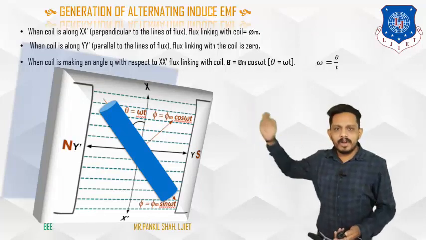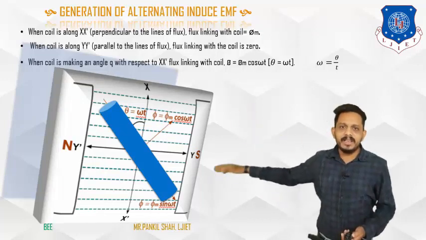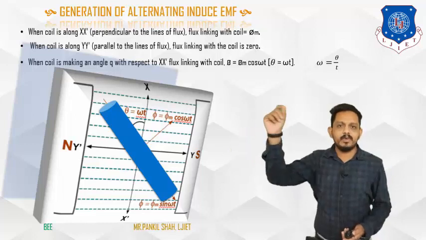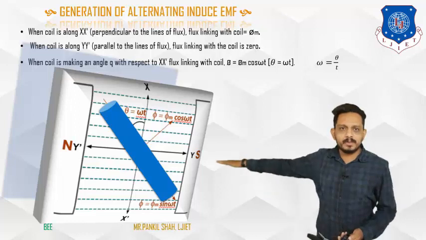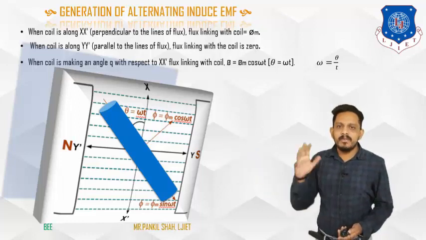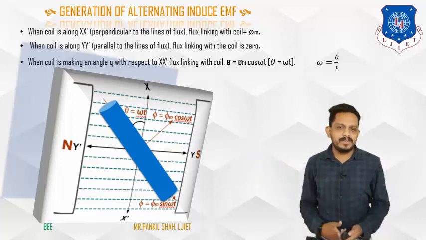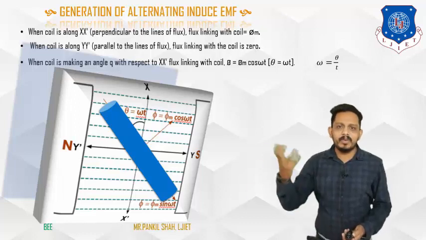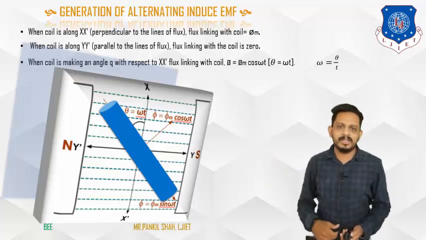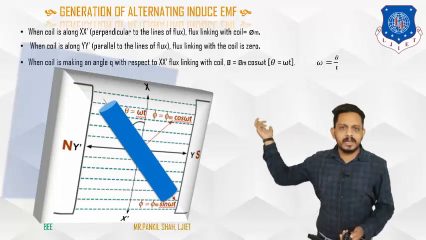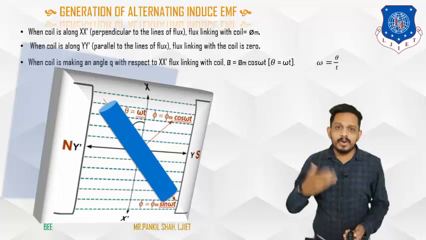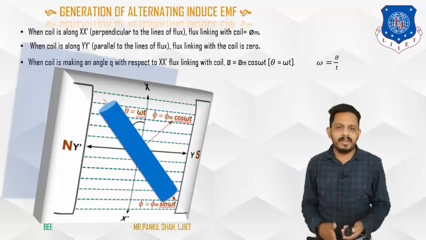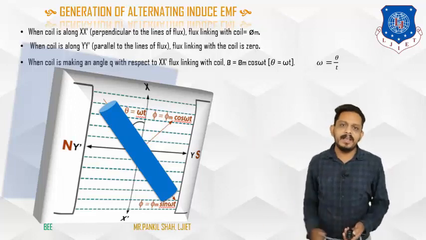And if our coil is rotated by 90 degrees, then phi is equal to phi m cos 90, and we know that cos 90 is 0. So at this position, the flux linking with the coil will be 0, and at any angle you can find the flux linking with the coil. So please concentrate on this equation, that is phi equals phi m cos omega t, which is going to be used to derive the EMF equation of this generated EMF.